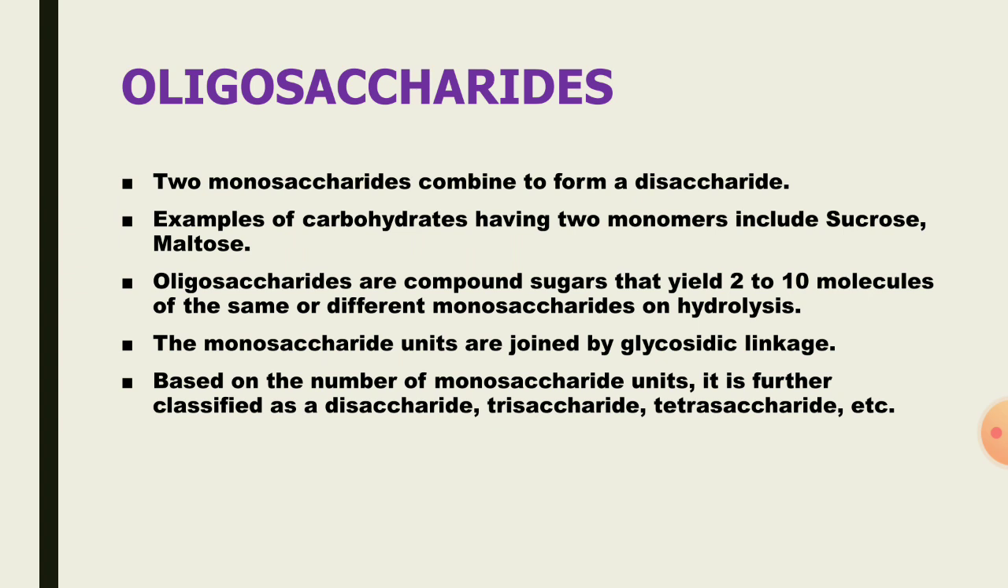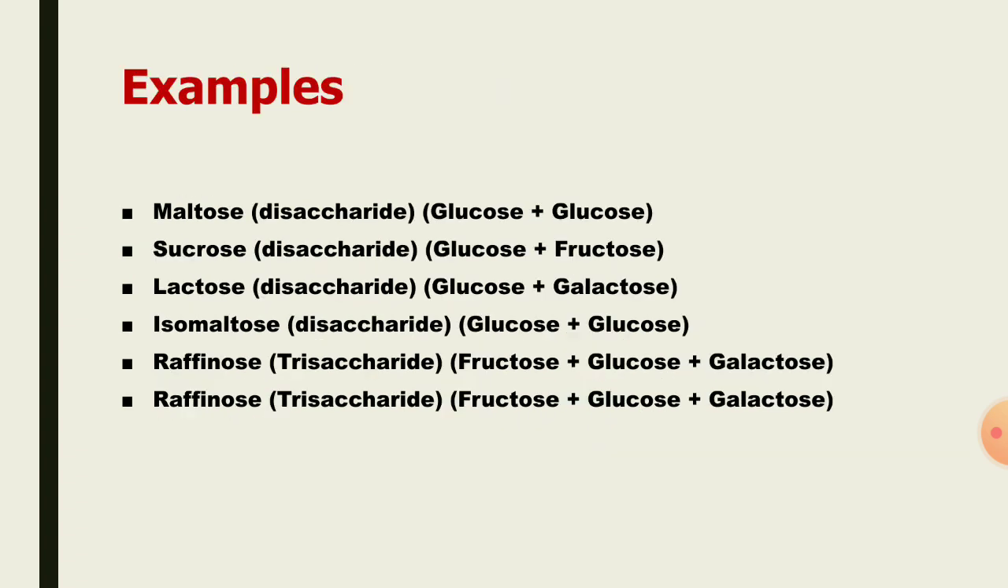Next one is oligosaccharides. Oligosaccharides mean two monosaccharides combine to form a disaccharide. Examples of carbohydrates having two monomers include sucrose and maltose. Oligosaccharides are compound sugars that yield 2 to 10 molecules of the same or different monosaccharides on hydrolysis. Monosaccharide units are joined by glycosidic linkages. Based on the number of monosaccharide units, they are further classified as disaccharides, trisaccharides, tetrasaccharides, etc.